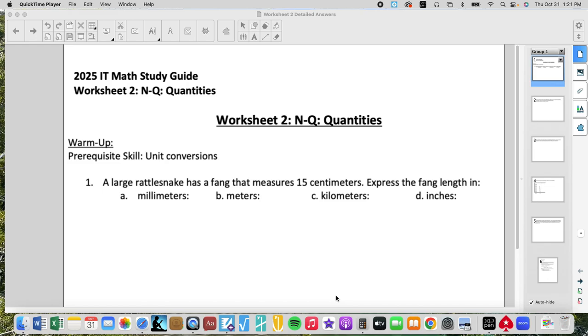This is worksheet number 2 for the academic decathlon for 2025. Let's go. Quantities. So now we're going to deal with worksheet number 2. Let's look at our prerequisite skills. Unit conversions. A large rattlesnake has a fang that measures 15 centimeters. Express the fang length in millimeters.